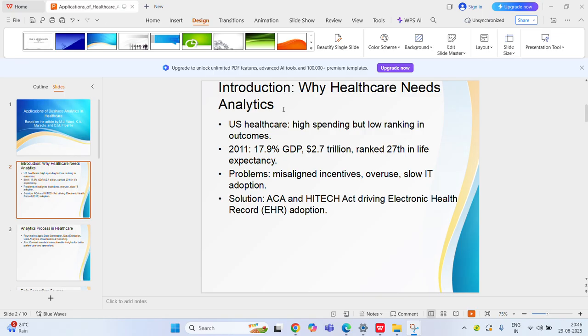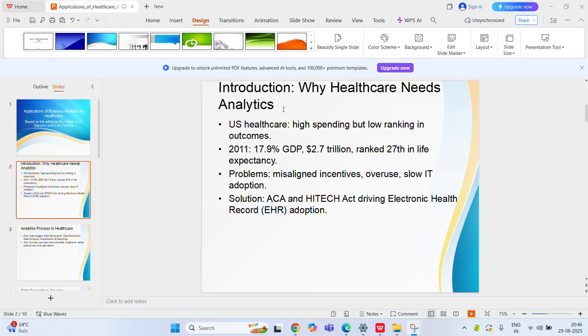Also, despite information technology's role in rapidly advancing the productivity of many other industries, IT adoption in healthcare has sorely lagged behind. So that was a major problem.